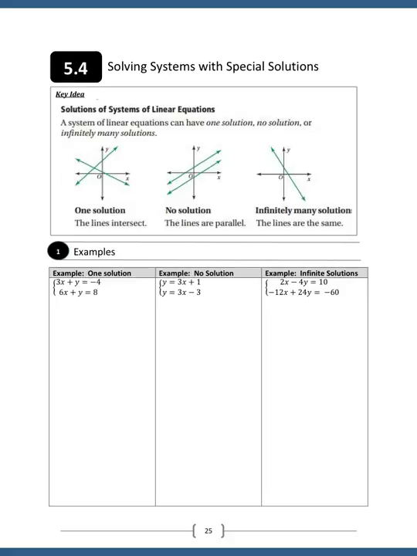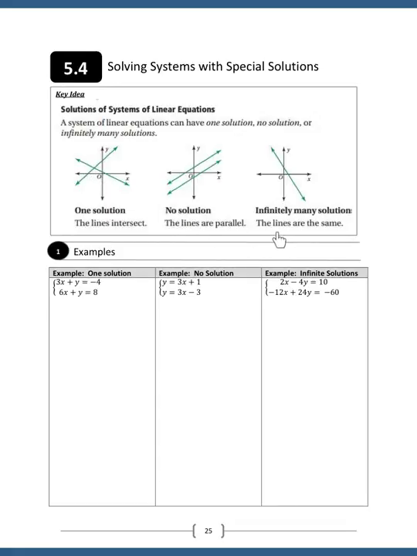For example, if you have two lines that are parallel on the coordinate plane, they're never going to cross. Therefore, there's no solution. You're never going to get an ordered pair that indicates where they cross, like you do when there's one solution. So parallel lines have no solution.